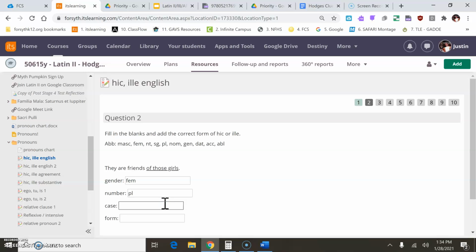Case of those girls. Is that nominative, genitive, dative, accusative, or ablative? Genitive. Very good. Genitive tells us of. If you see the word of, it's definitely genitive. If it's possessive, it's genitive. All right. Now we want to say of those girls. So we're looking for the feminine, plural, genitive version of the word those.